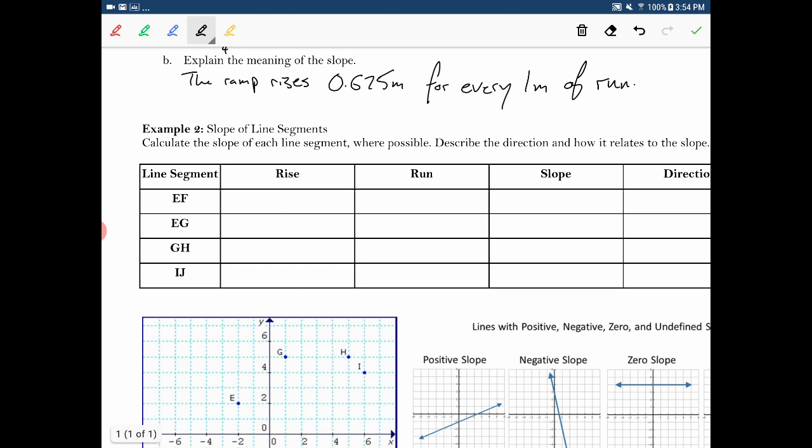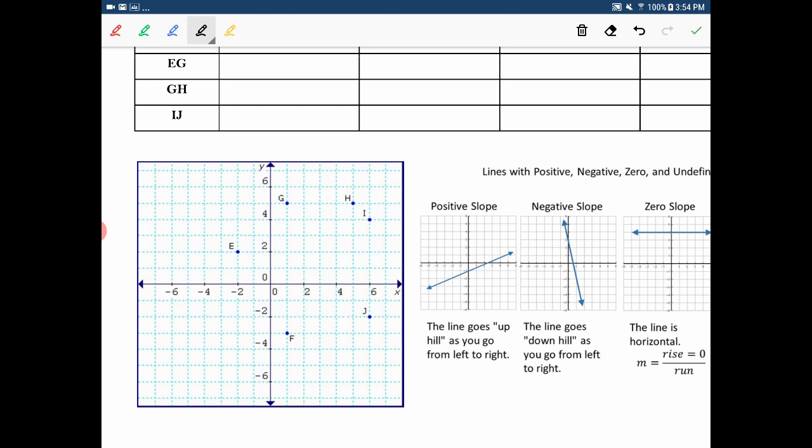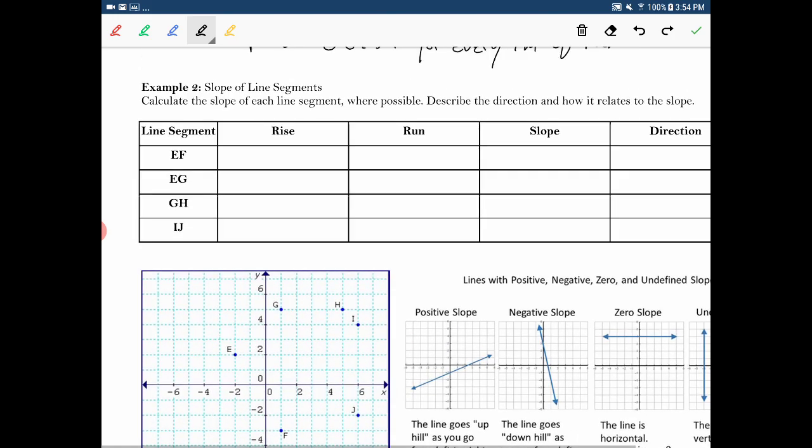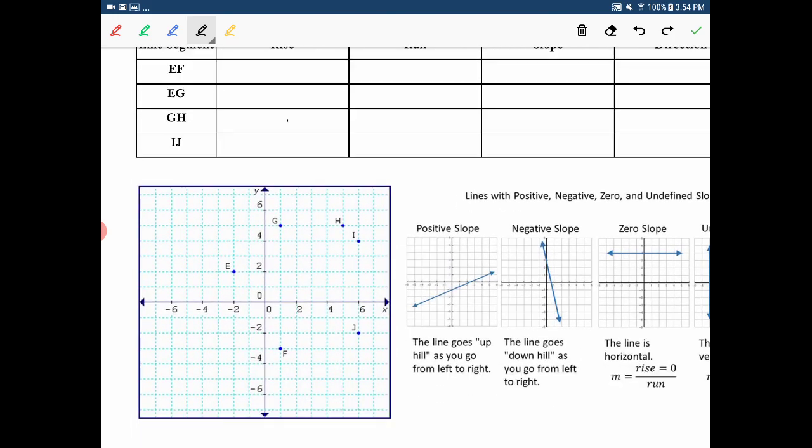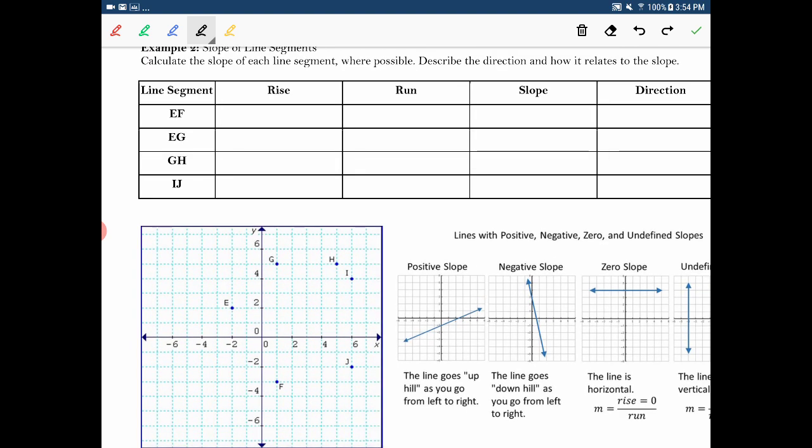So what we're going to do now is take a look at this graph here. I'm pointing at the graph. We're going to split it up into these segments: from E to F, E to G, G to H, and I to J. So let's do it in blue. Let's start with our E to G.